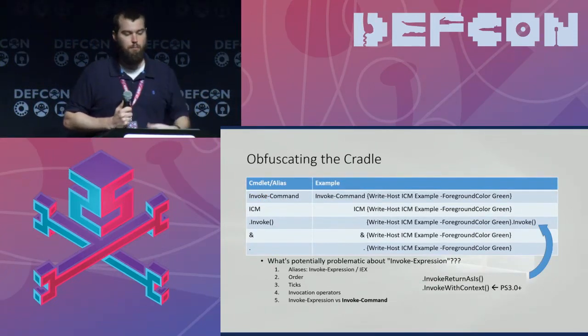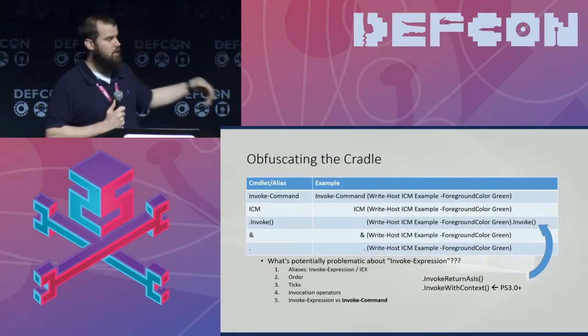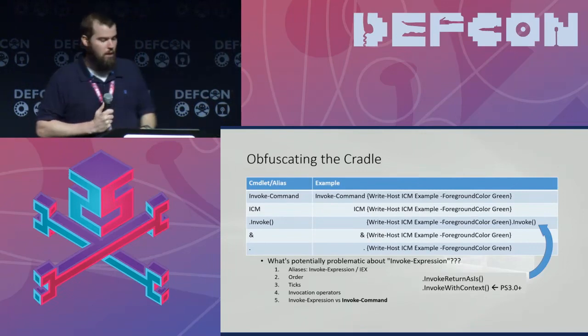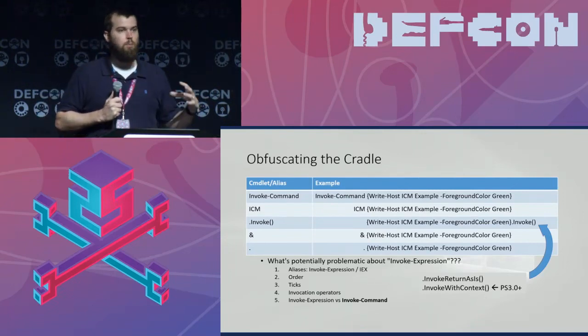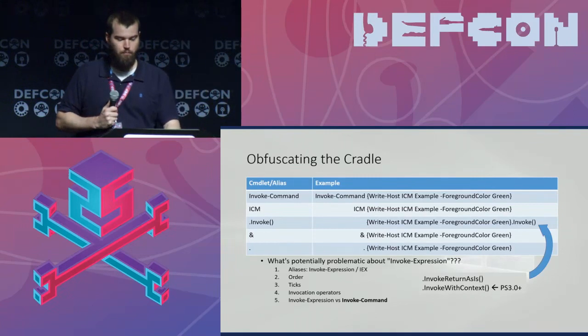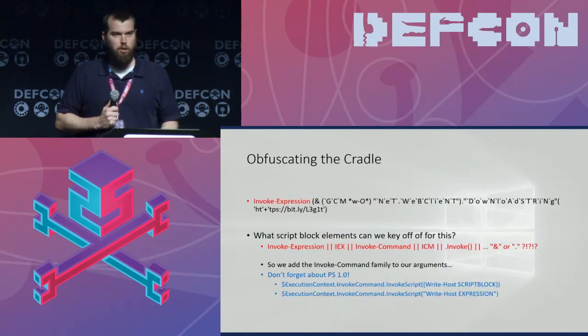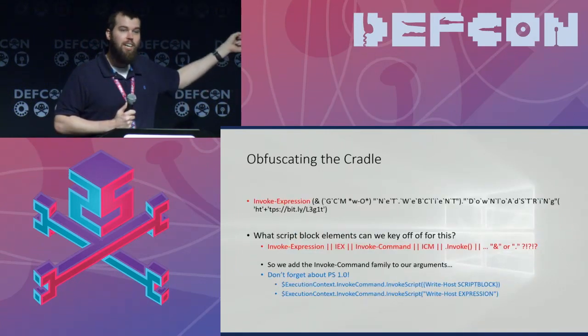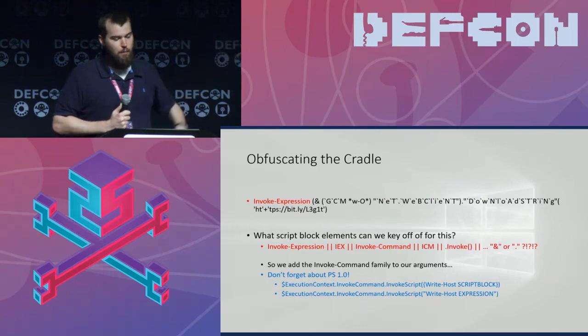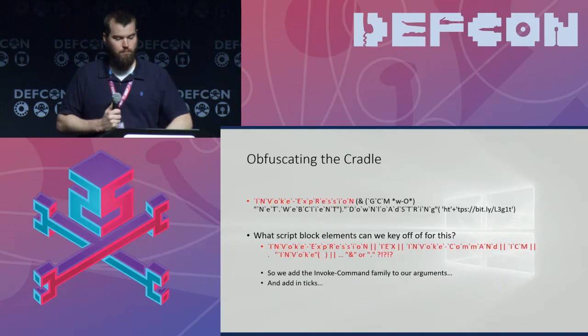And then you have methods like .invoke, invoke return as is, invoke with context, etc. A lot of options there, but typically you'll see script blocks in curly braces like we see here. In addition, PowerShell 1.0 syntax. There's that execution context thing I was telling you about earlier, right? It has an invoke script method which can handle both expressions and script blocks.